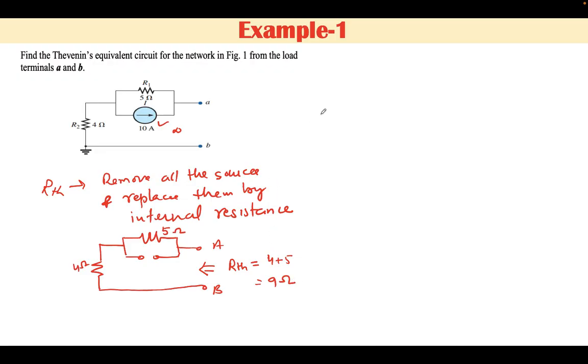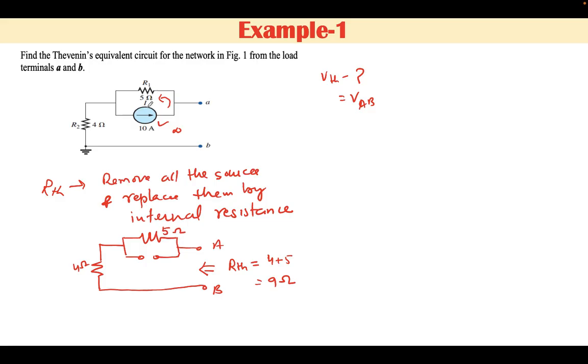Now to find out the VTH across terminals A and B. In this circuit, when terminals A and B are open, VTH is nothing but the open circuit voltage across terminals A and B, VAB. Now this is to find out VAB. Here R1 has some current because it creates a loop in this circuit. However, the path for R2 is open circuited, and hence there is no voltage drop in R2. Then VAB will be equal to the voltage across this R1 resistance.